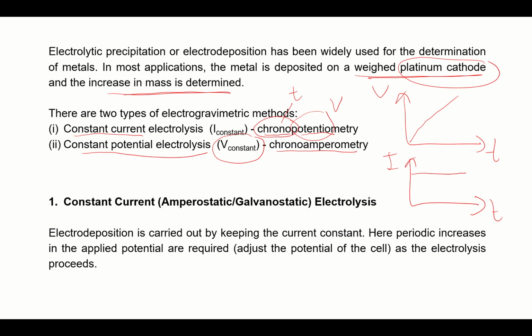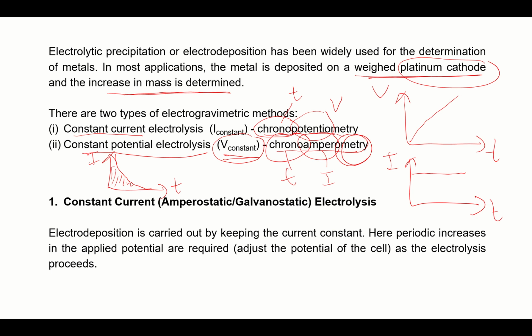What are you measuring for this constant potential? It is the ampere, the current, with time. Okay, you are measuring current with time, so you can plot I versus t, and you will get this shape because the current will vary with time. Gradually it will completely reduce or oxidize on the working electrode. Okay, look at the first one: constant current, or amperostatic or galvanostatic.